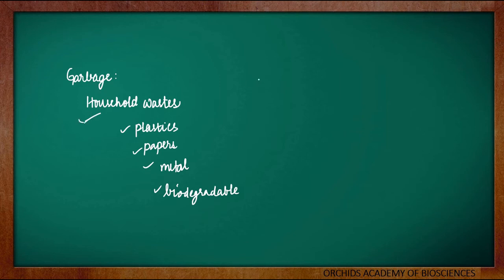Now we are going to learn the methods of managing the waste, or we can say the management of garbage. Garbage is basically what? It is basically household waste. So we can say it as garbage management or waste management. We are going to learn 4 methods for waste management. Let us look at them one by one.